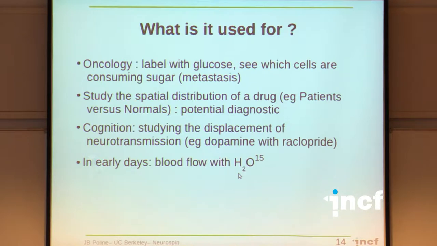And what it's used for is mostly oncology. It's very important for oncology because tumors have higher activity, so it's a very useful modality for that. It's also potentially useful for diagnostics and for the spatial distribution of drugs. Pharmaceutical companies use PET quite a lot because they want to know where the drug is having an effect in the brain, for instance.